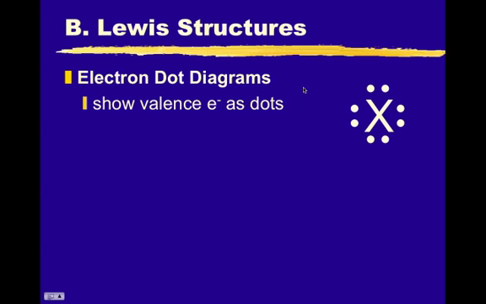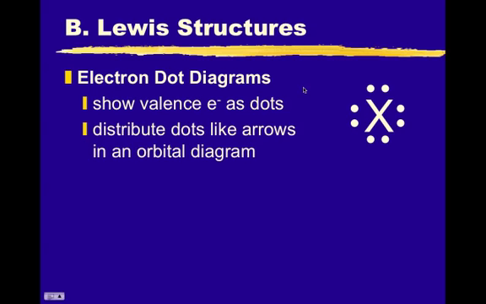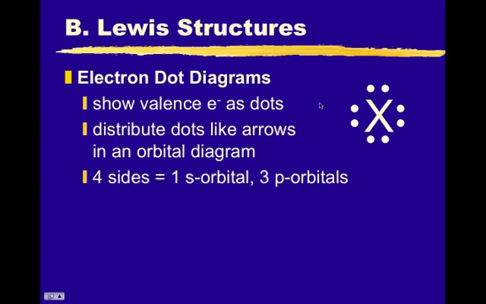Remember, the octet rule, everything wants to have 8 in its outer valence. You distribute the dots like arrows in an orbital diagram. If you remember orbital diagrams, we have 4 sides on each of our chemical symbols, and each of those 4 sides stands for an orbital orientation. You should remember that we have one s orbital. It's a spherical shape. We have 3 p orbitals, and those are the dumbbell-shaped orbitals, and they sit along the x, y, and z axes.